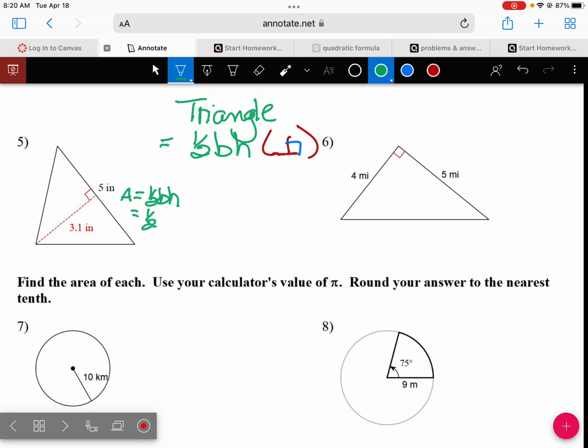Your base, usually it's the bottom, what it would kind of sit on. So if I rotated that, I probably would say 5 is the base of my triangle. And the height, I know it is perpendicular. The height is going to be 3.1. So multiplying this together, my area is going to be 7.75 inches squared. This is your area.